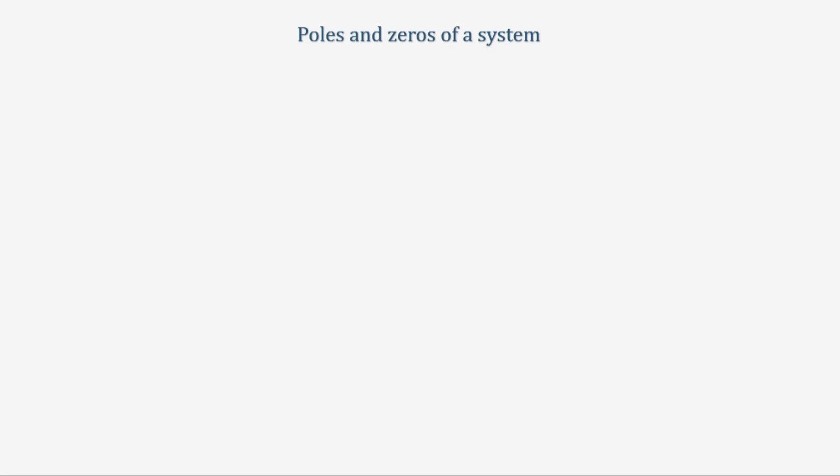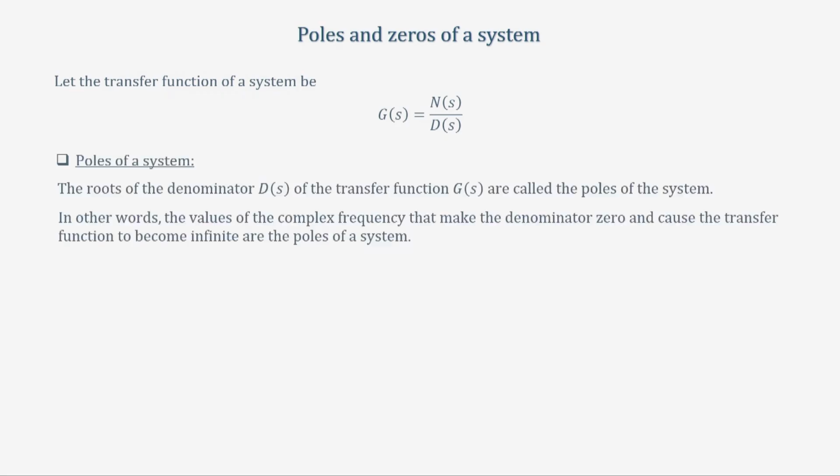This brings us to the idea of poles and zeros of a system. If you have a transfer function given to you, numerator by denominator, remember I had already given you a trailer of what poles are in one of the lectures, and I told you that I will come back to it formally and define it later. So, this is where I am defining it. Poles of a system are nothing but the roots of the denominator of the transfer function.